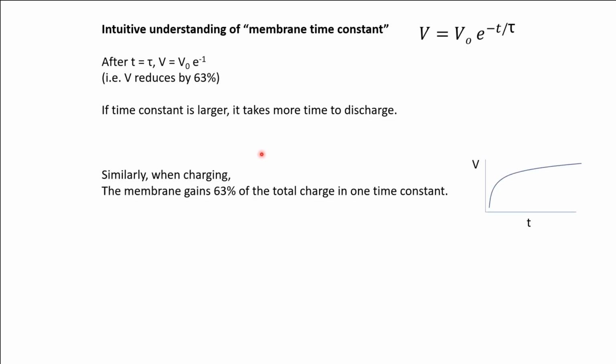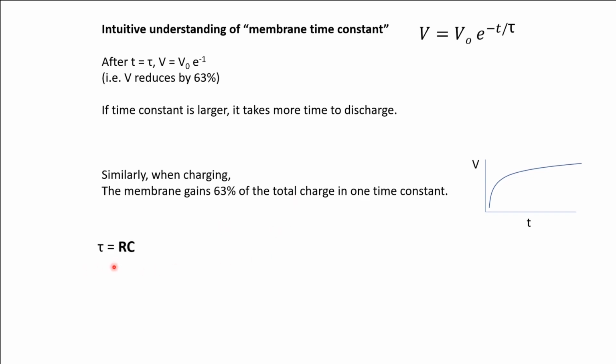Although we have not derived the equation for charging, charging also follows a similar behavior. It's just the mirror image of discharging. So discharging is like this, charging is like this, just a mirror image across the horizontal axis. And here also tau indicates how much time it takes for the membrane to reach 63% of its original charge.